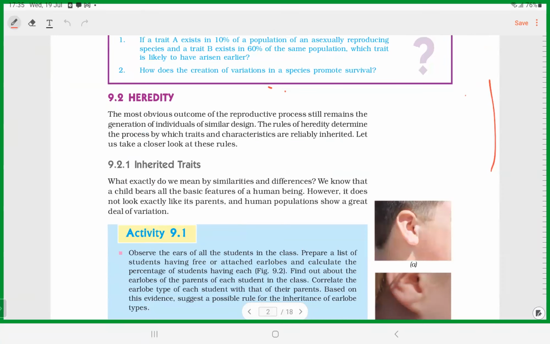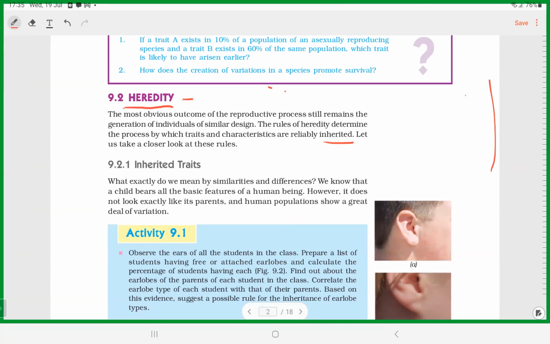Okay, we'll start. So what's heredity, Rohit? Heredity. How the characters are inherited. That's heredity. Inheritance of traits. In many ways you can say it: how characters are inherited from parents to progeny. That process, that principle, is heredity.